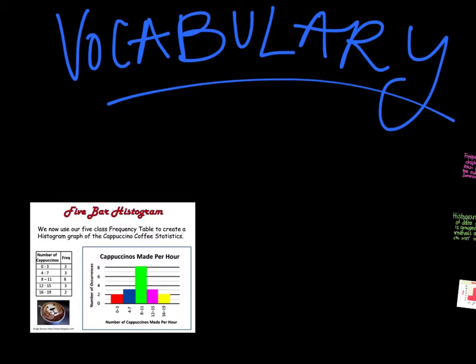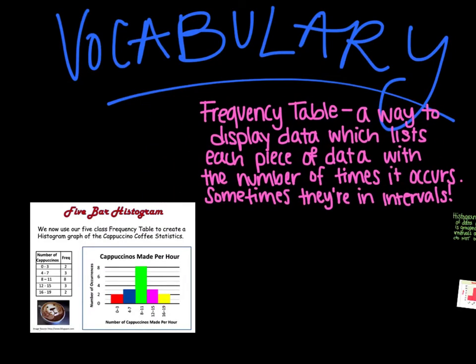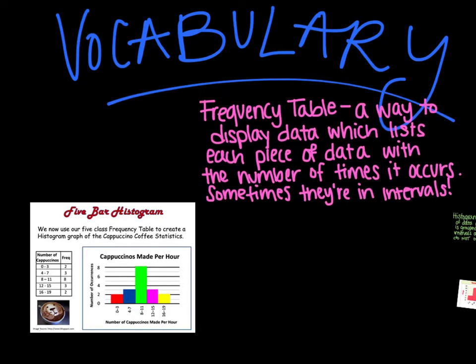Vocabulary that we need to discuss. First thing is a frequency table, because you probably don't know what it is. A frequency table is a way to display data. It lists each piece of data with the number of times it occurs, and then sometimes they're listed in intervals. So if you take a look at this example here, this right here would be the frequency table.